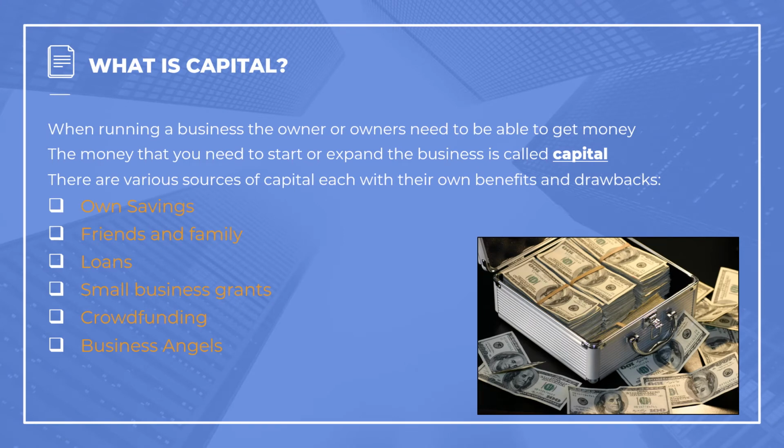So what is capital first of all? When you are running a business and you are the owner or a group of owners, you need to be able to get money for various different things. So the money that you need to actually start up or expand a business is called capital. There are various sources of capital and each one has got its own benefits and drawbacks. The ones that we need to cover are own savings, friends and family, loans, small business grants, crowdfunding and business angels.